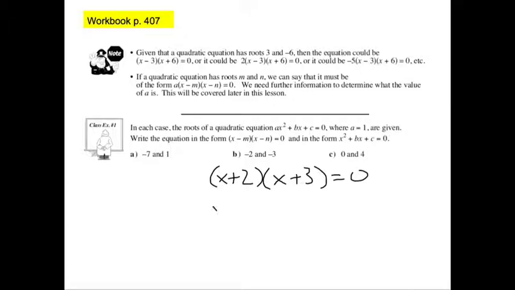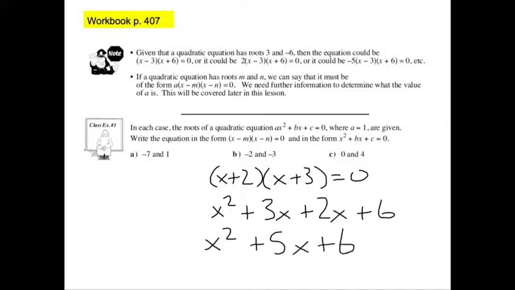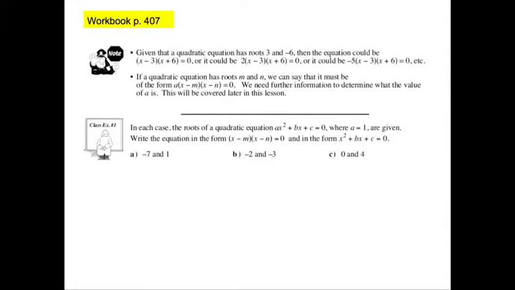So x times x is x squared plus 3x plus 2x plus 6. Alright, collecting your like terms, you have x squared plus 5x plus 6 is equal to 0, and that's your general form. Next up we have 0 and 4.